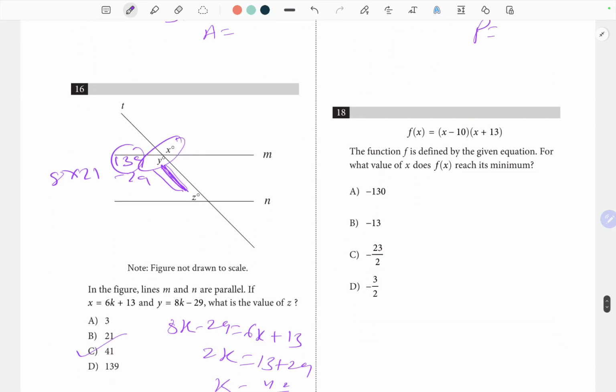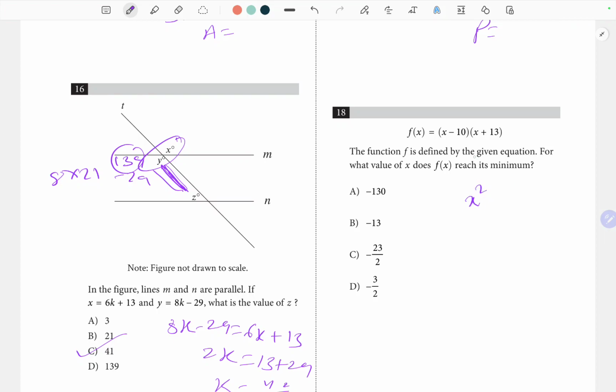Now I will move to question number 18, and f(x) is (x minus 10)(x plus 13). The function f is defined by the given equation. For what value of x does it reach its minimum?